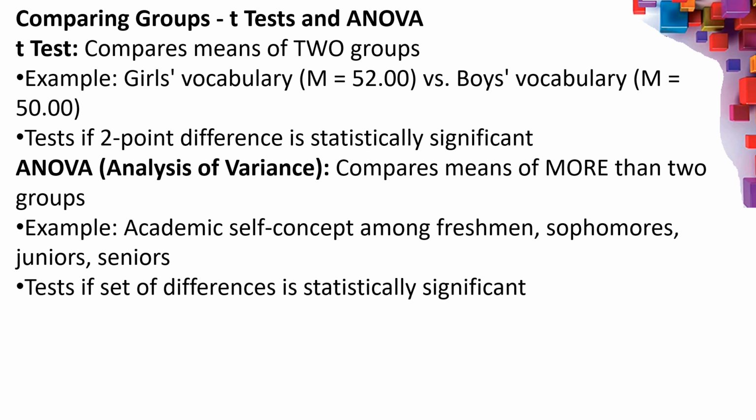When you want to compare group means, your choice depends on how many groups you have. With 2 groups, use a t-test. With more than two groups, use ANOVA. Both tests help you determine if observed differences are statistically significant or just due to random variation. Note that ANOVA tells you if there are significant differences somewhere among your groups, but not which specific pairs of groups differ.